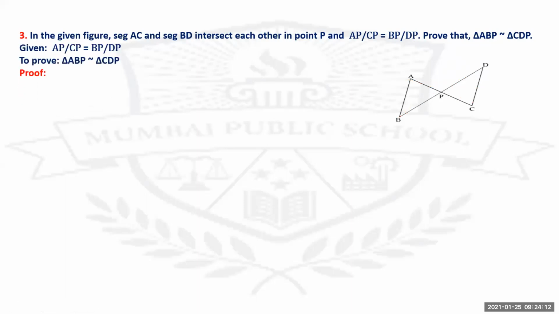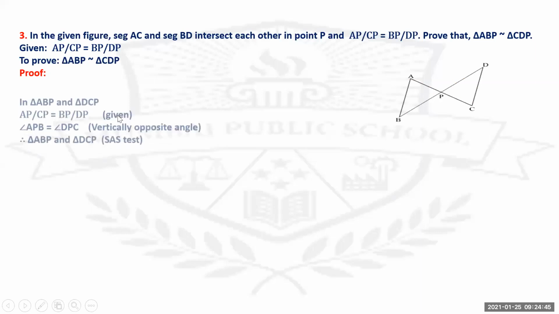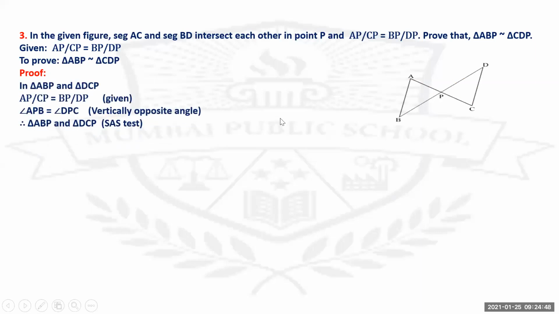Given AP upon CP equals BP upon DP. So that means you have got two pairs of sides in proportion. None of the angles is given, but we can get one angle by the vertically opposite pair. So you have got two sides and one angle. When it is two sides and one angle, it is going to be the side angle side test.